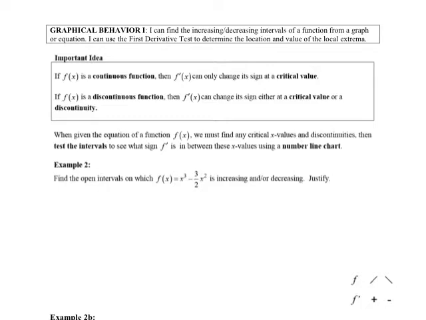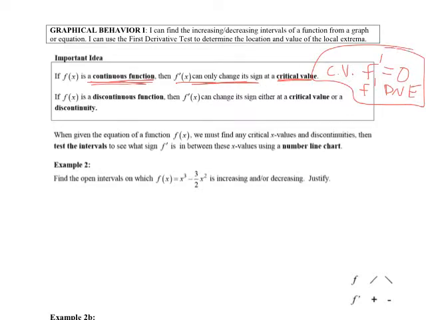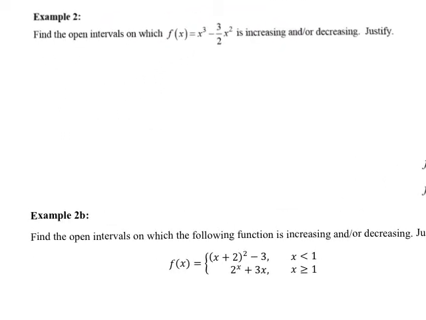So the important idea is that on a continuous function, the derivative can only change signs at a critical value. And remember, critical values occur where f prime is equal to 0 or where f prime does not exist. So again, we're going to be seeking out those values to help us determine where f prime changes sign. And we will also look at discontinuities, because f prime can change sign at either a critical value or a discontinuity. So without further ado, example 2.